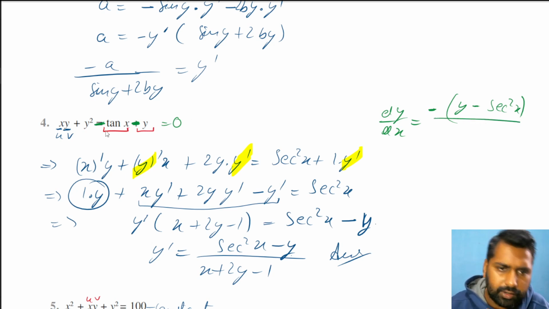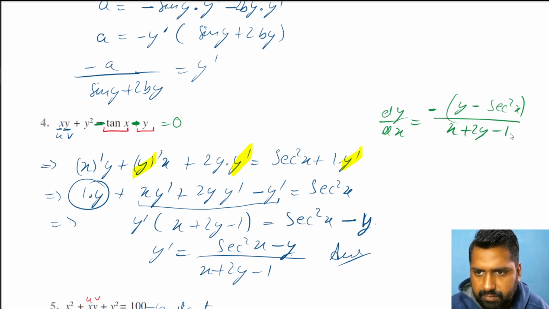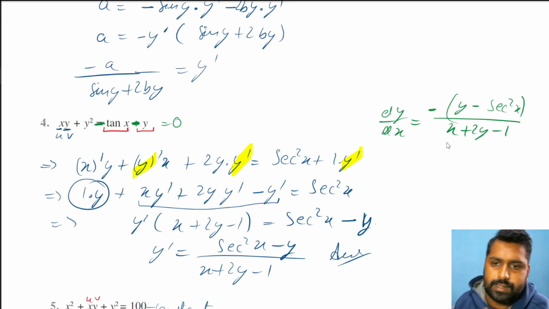Done. Now differentiate with respect to y. So y differentiation becomes 1. So x, y differentiation becomes 2y. Tan x, x is constant, so tan x is also constant, 0 differentiation. Minus y differentiation is minus 1. See how easy it is to do this in one step.